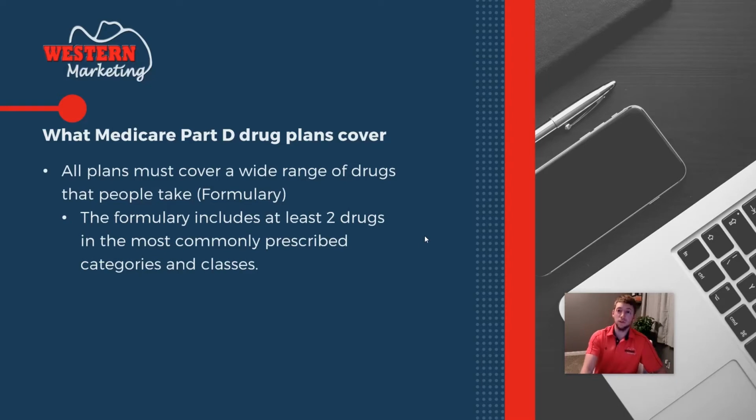These formularies include at least 2 drugs in the most commonly prescribed categories and classes. So if your client went on a new drug in the middle of the year that the doctor recommended and it wasn't covered on their current plan, there should be a drug similar to it that they might be able to switch over to that will be covered by their current plan. And come the annual enrollment period at the end of the year, you might be able to shop around and get them onto a new plan that covers the drug that they'd like to be on the best.